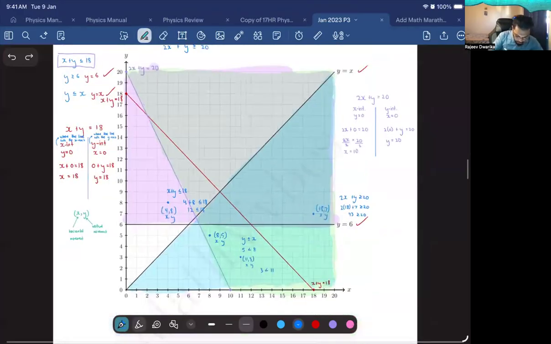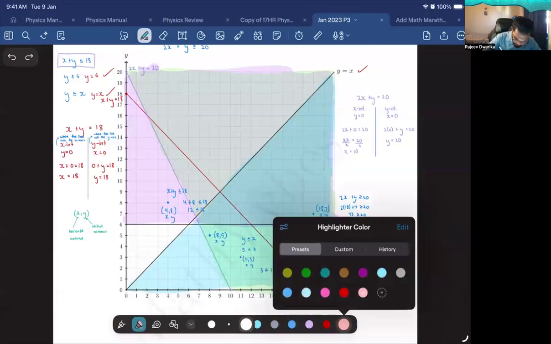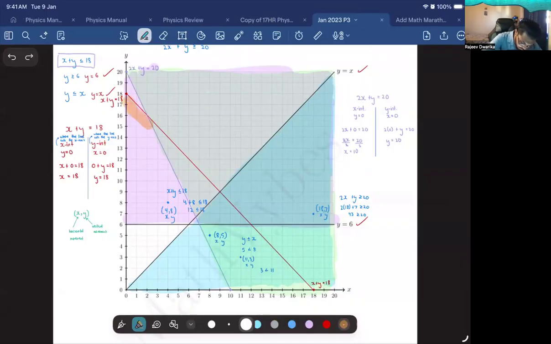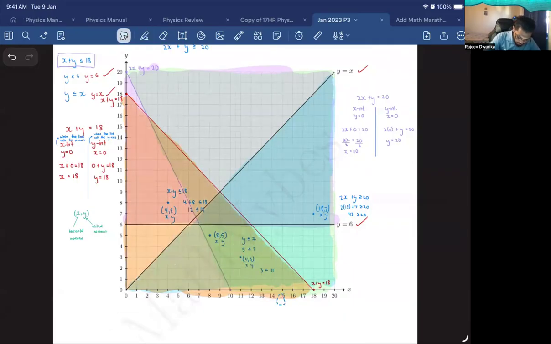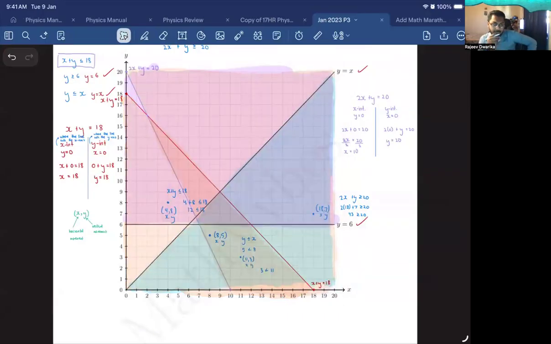Yeah, let's continue. So we are going to shade this side now. Use a different color, maybe this color. Akil, are you seeing our region in common, where all the inequalities overlap? Tell me if you see it. Yeah. Where are you seeing that?